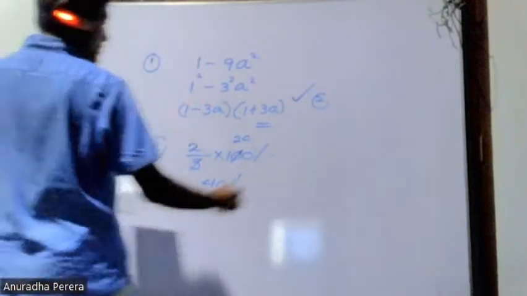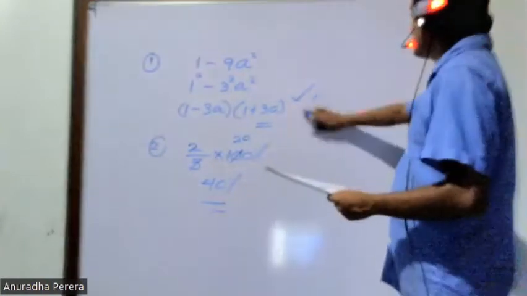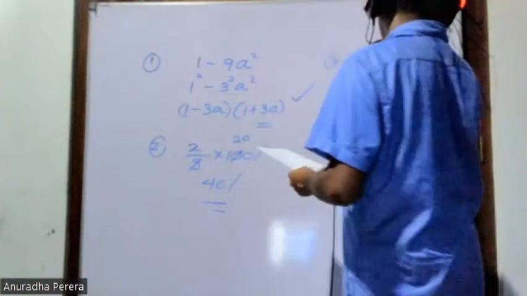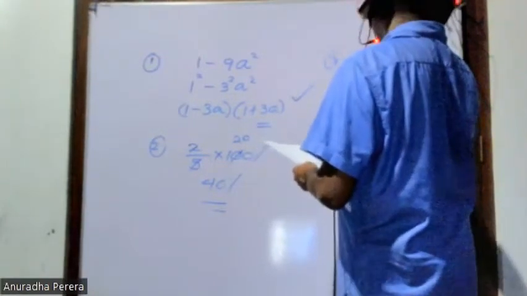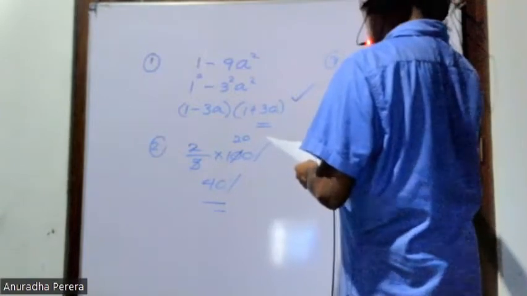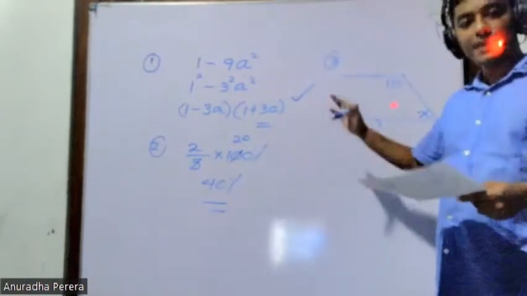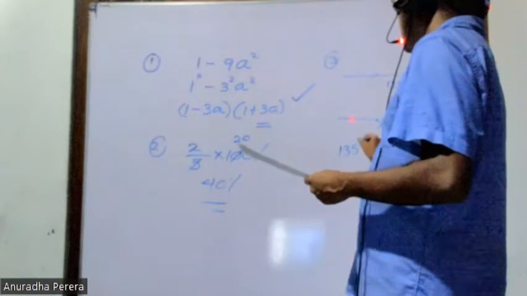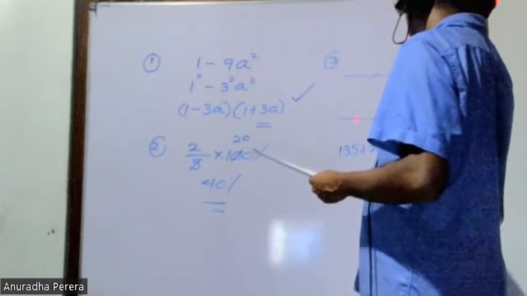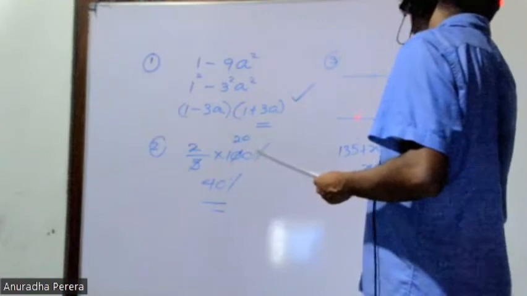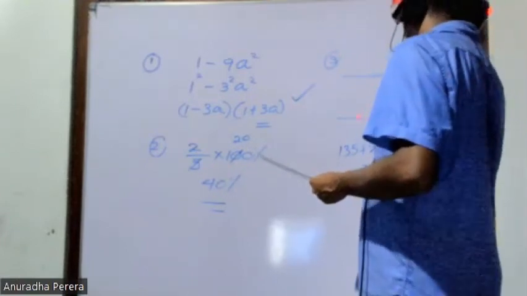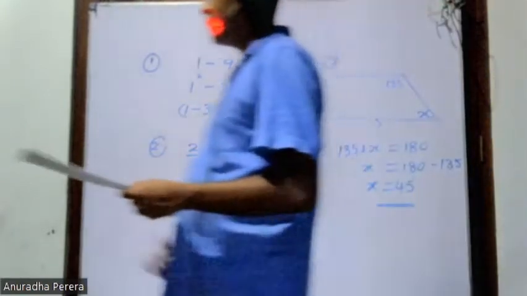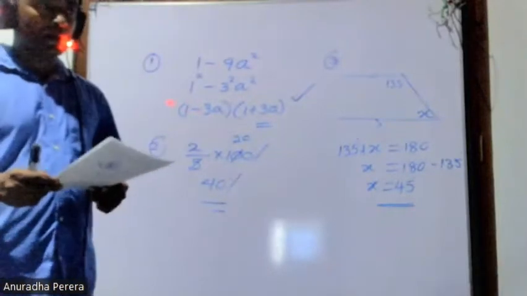Question number 3. Tell me what type of angles these are. These two lines are parallel, so these are allied angles. The sum of allied angles equals 180 degrees. X equals 180 minus 135, which is 45 degrees. X is 45.